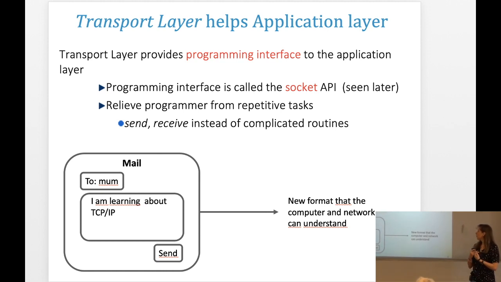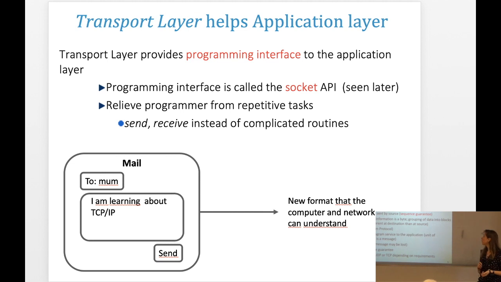So it relieves the programmer from doing very repetitive tasks. It uses ready-made functions like send and receive. You don't need to focus too much on how to send, how to receive. It's an abstracted layer. So it will put everything that you want to send into a new format. For instance, if you want to send an email, you will have your message, and the transport layer will focus on transforming this message into something that can be sent easily.